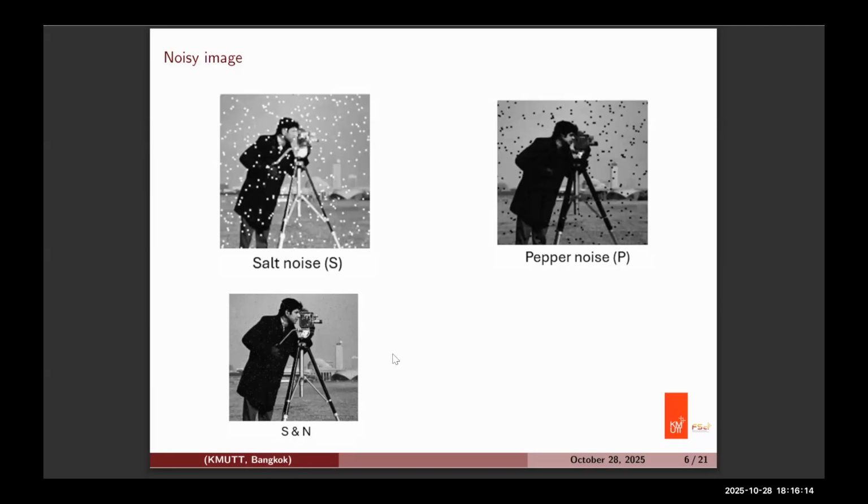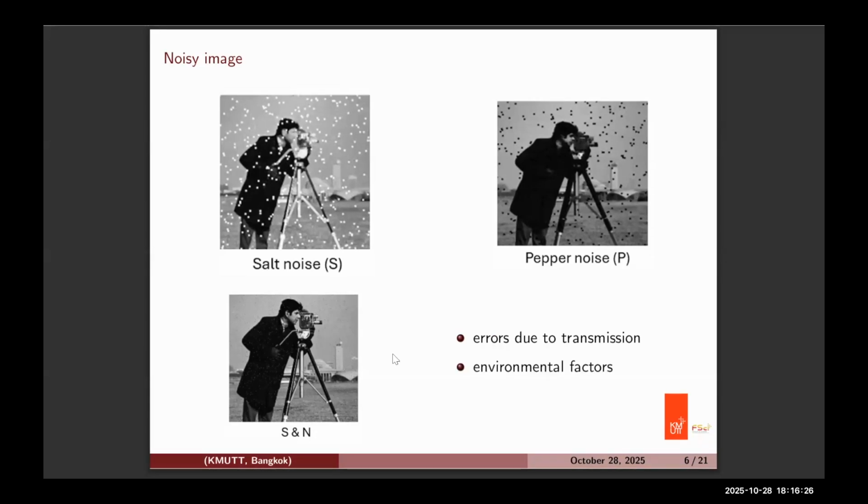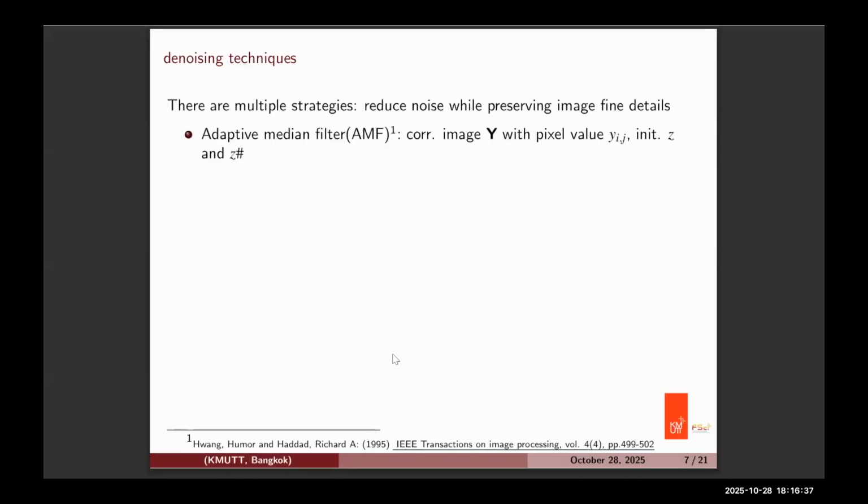This kind of noise, or impulse noise, actually occurs due to many things in real settings. It does occur due to transmission, for example, when the image needs to be transmitted from one device to the other, or due to some environmental factors, for example, the weather and many other factors that could potentially lead to this kind of degradation of the image. So what are the techniques that can be used in order to do this? There are many popular approaches that can be adopted to do it.